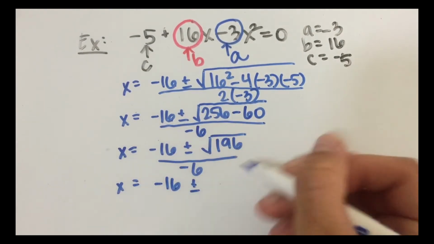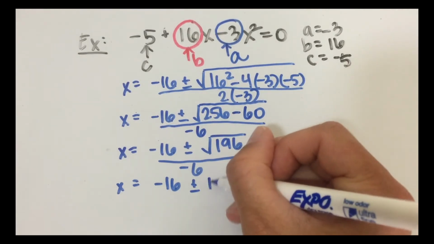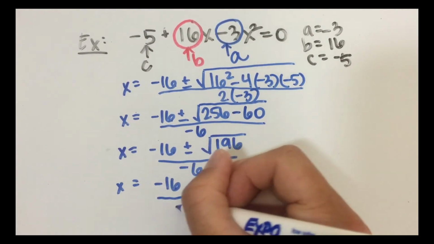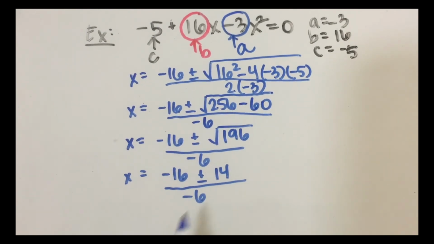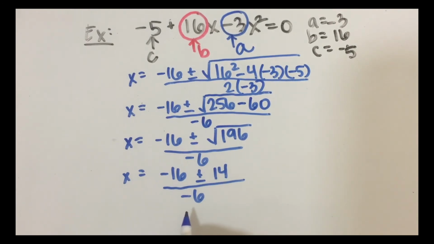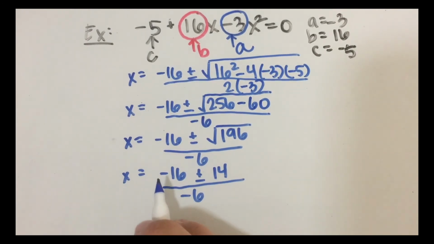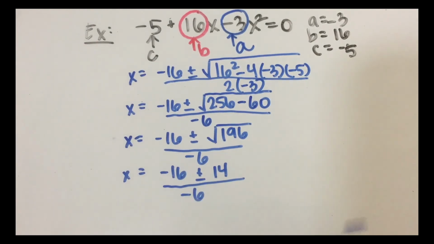The square root of 196 is 14. So now I have negative 16 plus or minus 14, all divided by negative 6. So here the plus or minus means that we're going to have two x values. So we're going to have an x value when we do negative 16 plus 14 divided by negative 6, and our other x value will be when we do negative 16 minus 14 divided by negative 6.